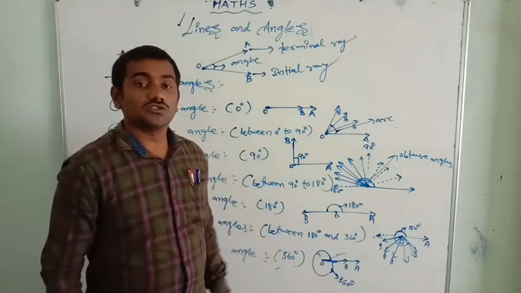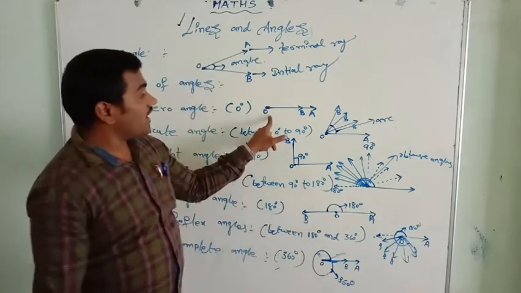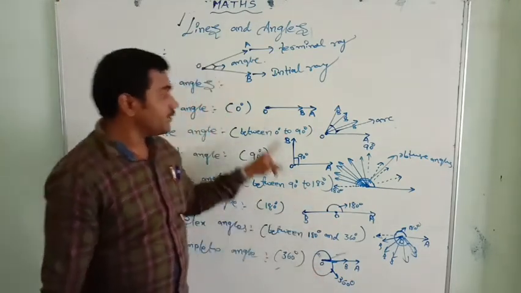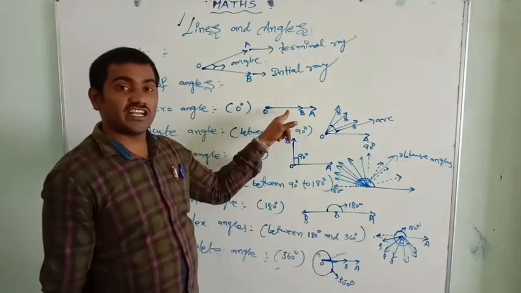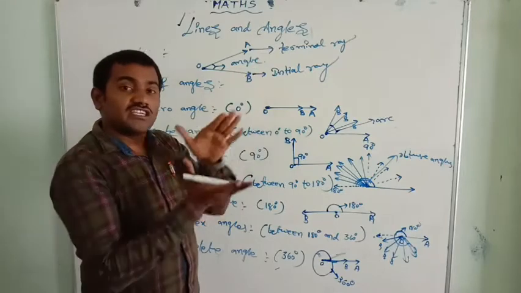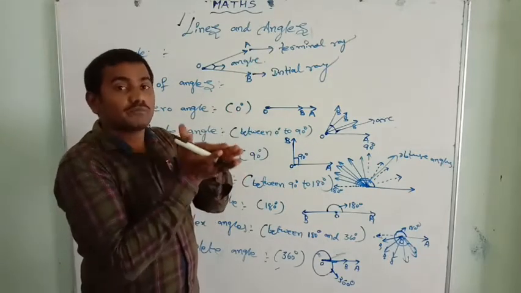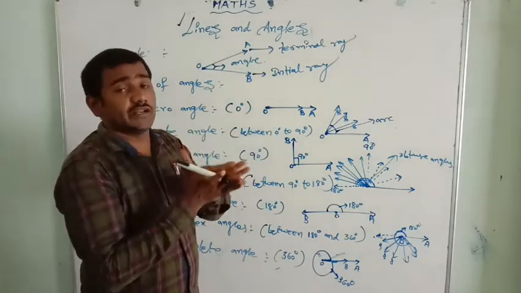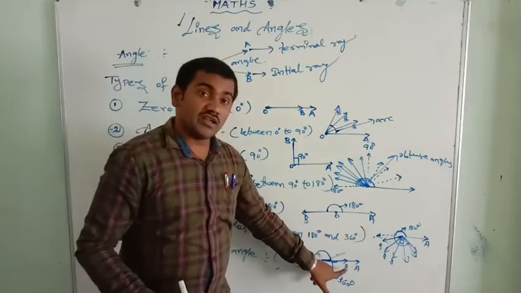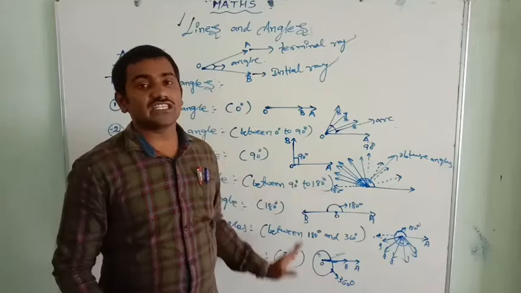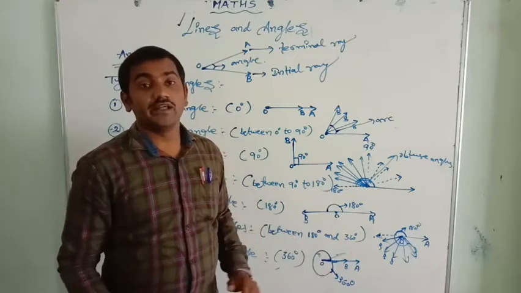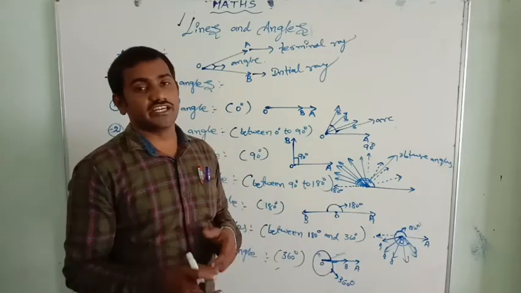So here the zero angle and the complete angle look the same, but in the zero angle the terminal ray does not move. It is on the initial ray itself. There is no gap between the initial ray and the terminal ray. But here the terminal ray completes one rotation. It crosses all the angles and comes to the initial place again. Then it forms a 360 degrees angle.